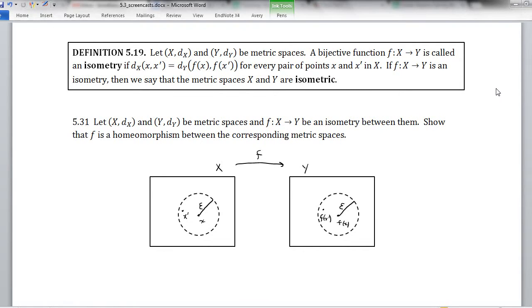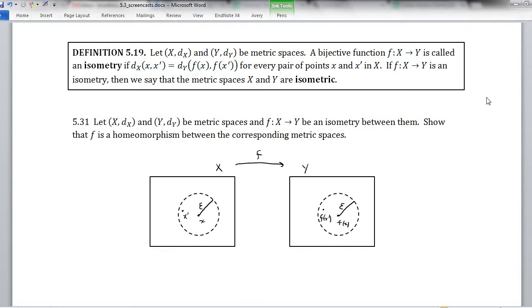Definition 5.19. Let (X, d_X) and (Y, d_Y) be metric spaces. A bijective function f from X to Y is called an isometry if the distance in X between points x and x prime is equal to the distance in Y between the images of those two points, for every pair of points x and x prime in X. If f from X to Y is an isometry, then we say that the metric spaces X and Y are isometric.